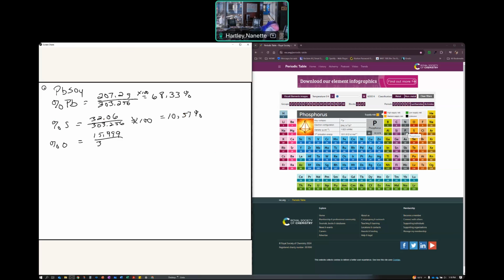15.999 over 303.256 times 100. Now this should only be 4 sig figs because it should have been rounded based on that. So I'm going to count this to 4 significant digits as well. 15.999 divided by 303.256. I'm not rounding it as I calculate with it. Times 100. Reporting it as 5.276%.